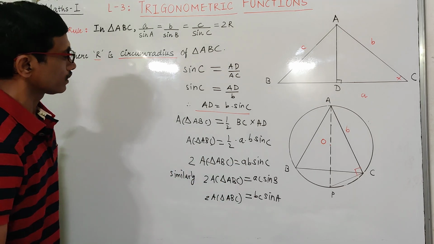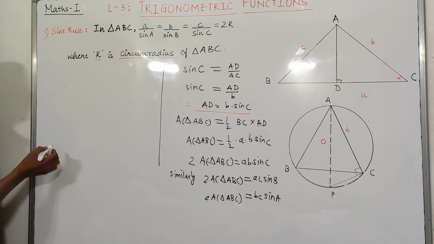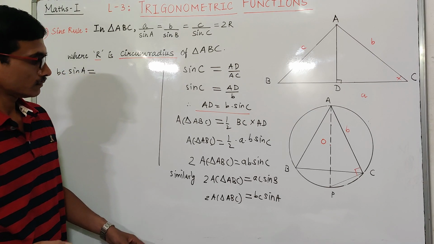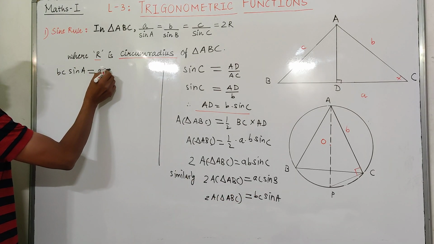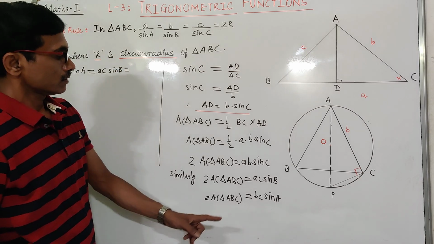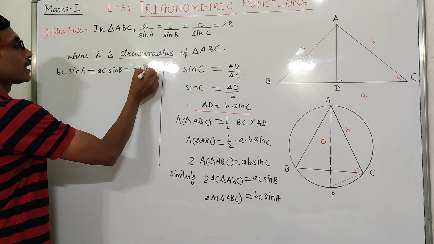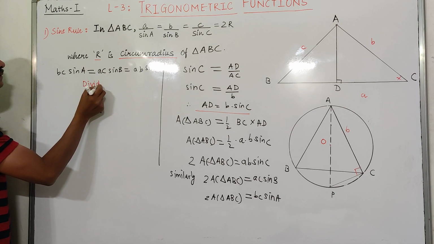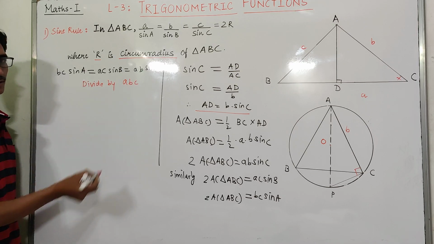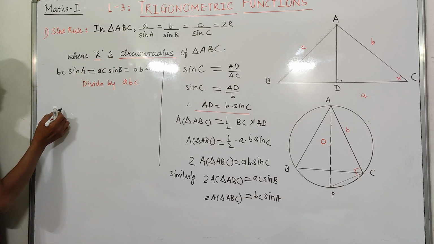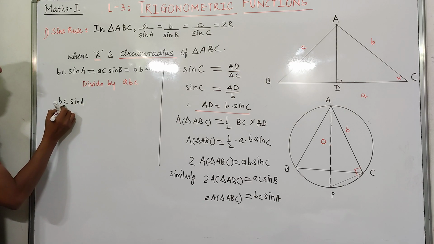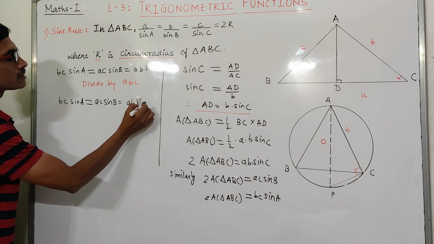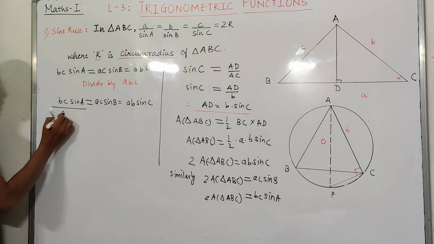Area of triangle ABC will be equal in each case, so the right hand side will be equal. So we can write bc sin A is equal to ac sin B is equal to ab sin C. Now we divide this equation by abc.